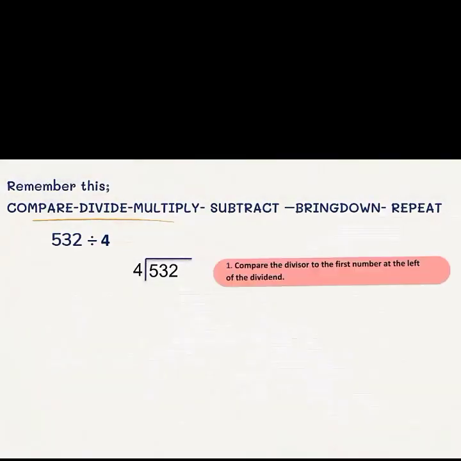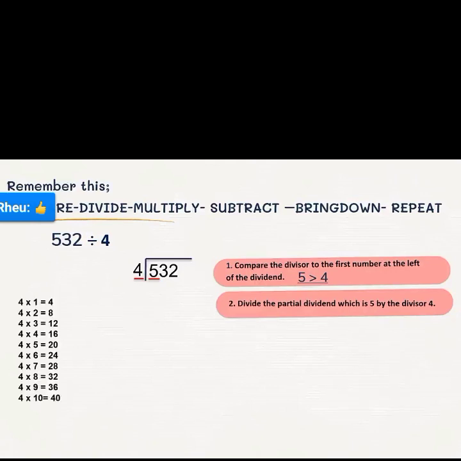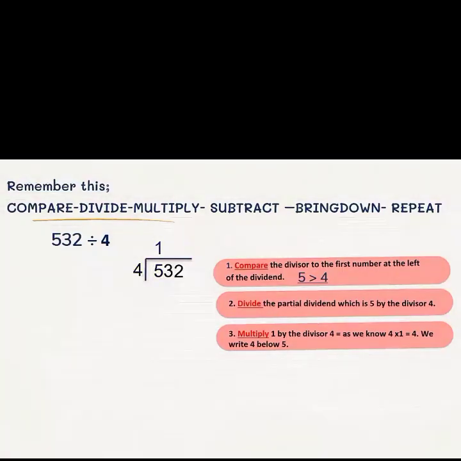Step 1 is to compare the divisor to the first number at the left of the dividend. 5 is greater than 4. If the first digit in the dividend is bigger than the divisor, divide the partial dividend, which is 5, by the divisor 4. The answer is 1. So we will write the quotient 1 above 5.